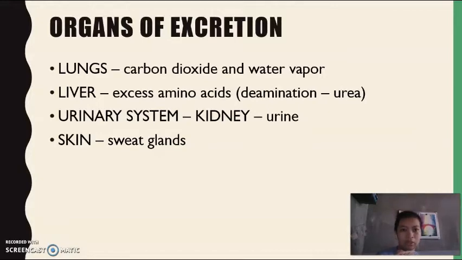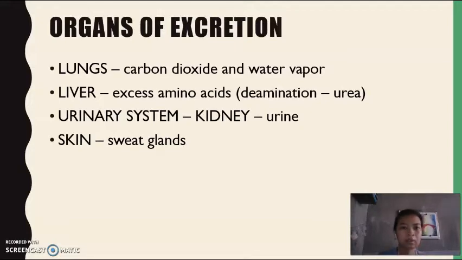The second organ for excretion is the liver. The liver is a versatile organ because of its numerous functions. It is a part of the digestive, circulatory, and excretory systems. As an excretory organ, the liver removes excess amino acids, and we call that process deamination. The amino acids are broken down into smaller pieces, and through that, they form urea, which is excreted in our urine.